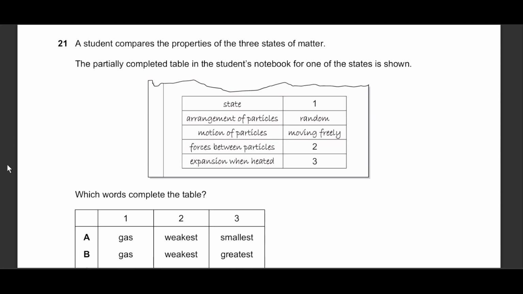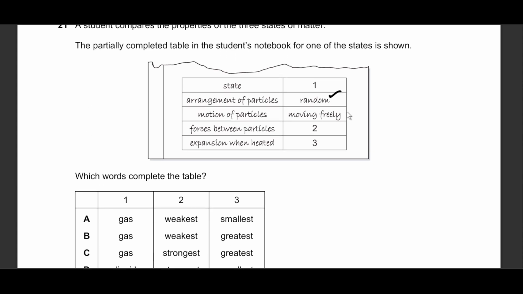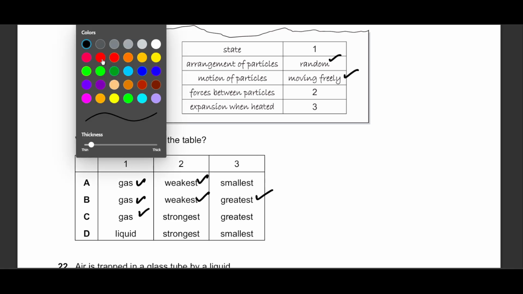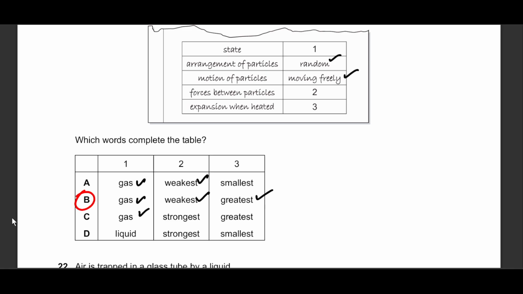Question number 21. Student properties of matter, partially completed table. It's random, moving freely. Only a freely moving thing is a gas. So it should be a gas. And for gases, the forces between the particles are weakest, and expansion when heated is the greatest. Because there are no bonds between them to hold them together, it's very easy to pull them apart from one another. It's going to be option B.